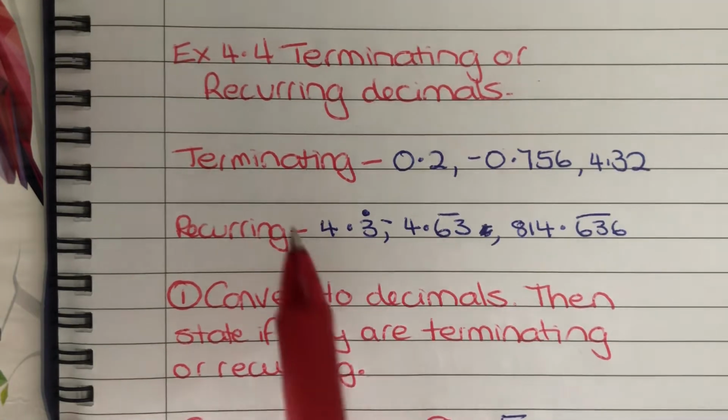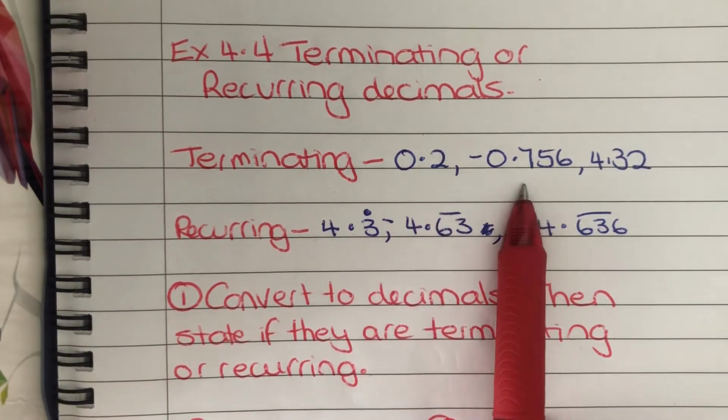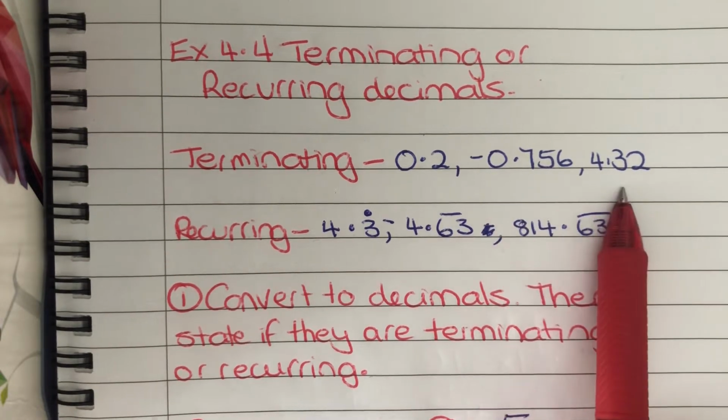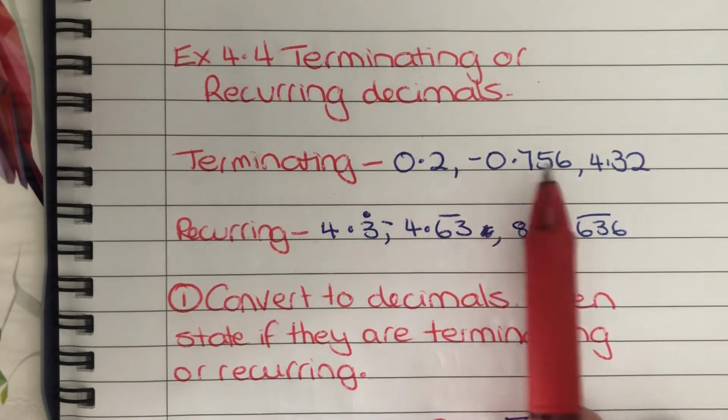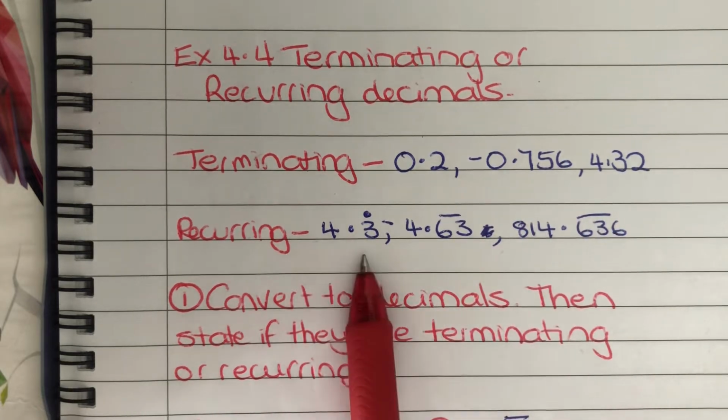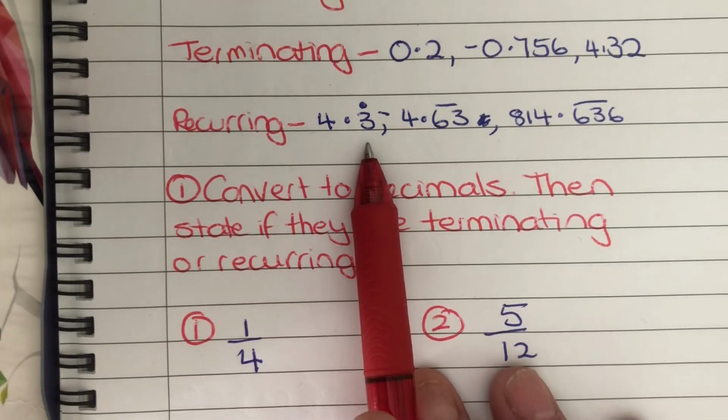Okay, so terminating means they stop. They can be really long, they could go for like 10 numbers, but they definitely stop. And recurring means that they repeat.